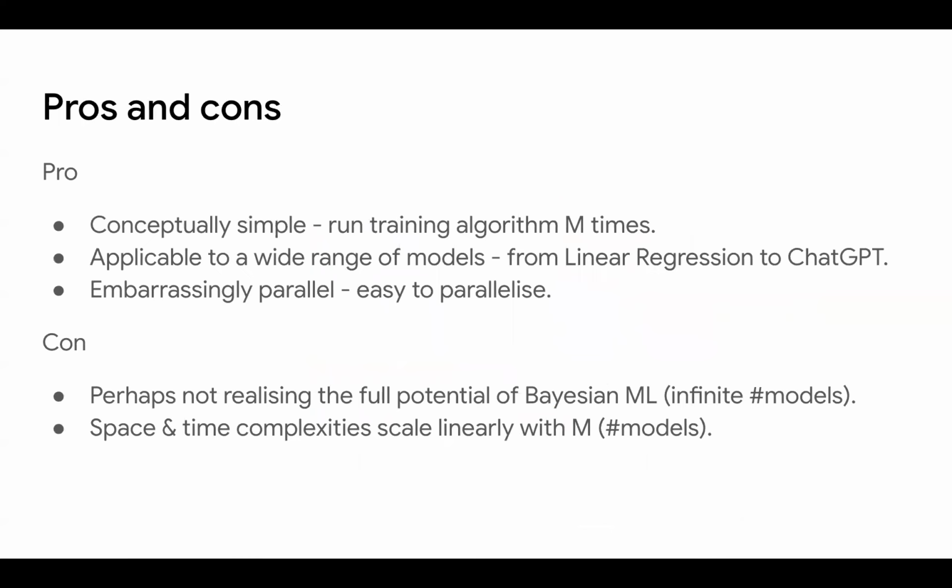So, ensembling methods, pros and cons. It's conceptually simple, so it's good. You can just train m times and average the outputs. And you can use that for a wide range of models, from linear regression to even ChatGPT, the brand new model. This is also embarrassingly parallel. So once you have a lot of compute, you can just train multiple models at the same time on different GPUs. That's it.